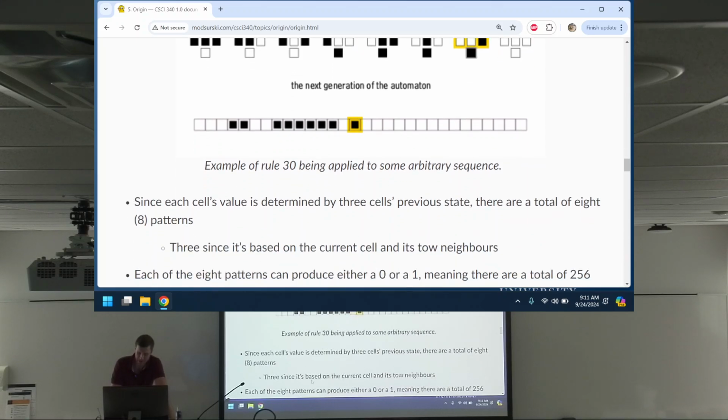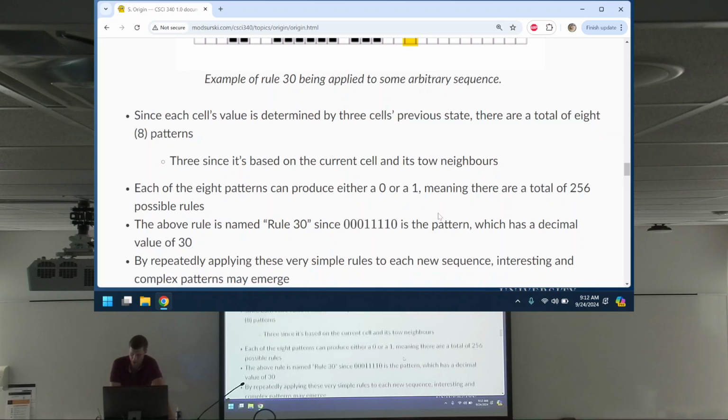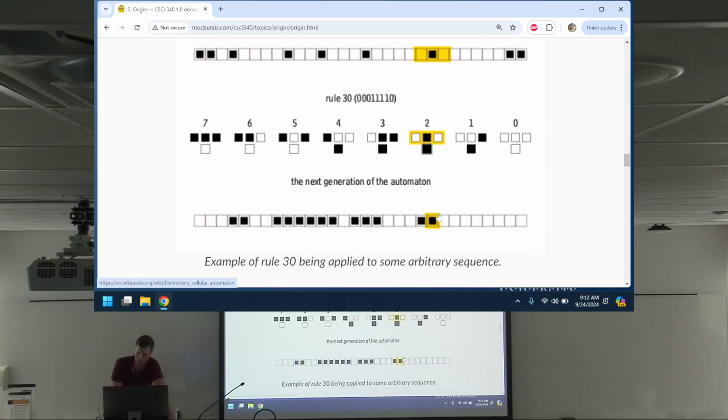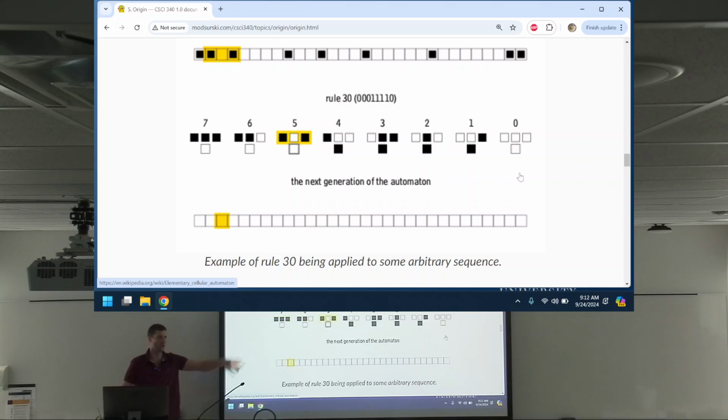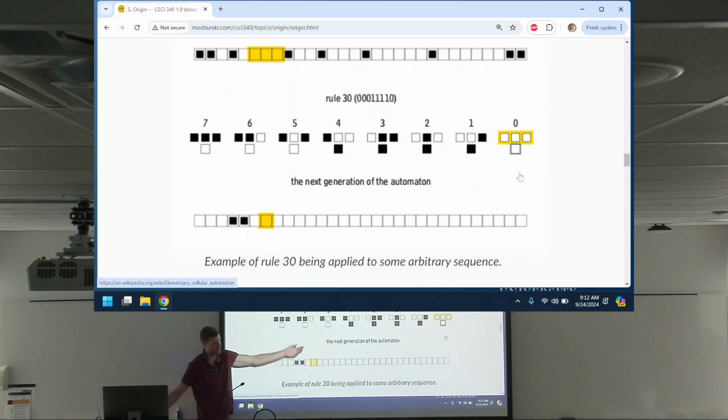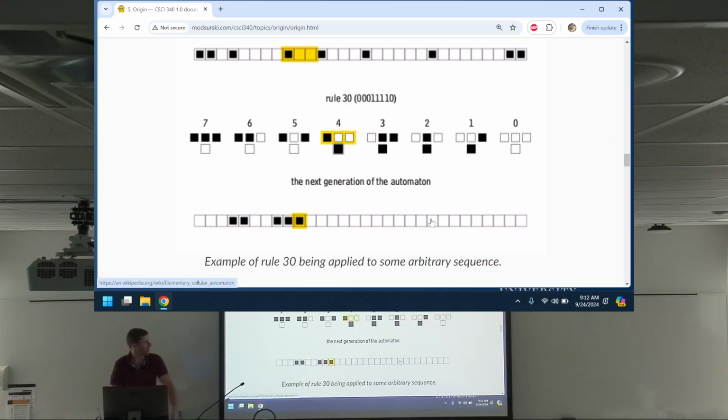Since each cell's value is determined by three cells' previous state, there's a total of 8 patterns, and each of the 8 patterns produces a 0 or 1. So that's 2 to the 8, 256. There's a total of 256 different rules that we could come up with, and this is just one of them, Rule 30. Rule 0 is really boring because it would just be: no matter what you see, produce a 0. Not that interesting. But Rule 30, clearly we're getting something interesting.